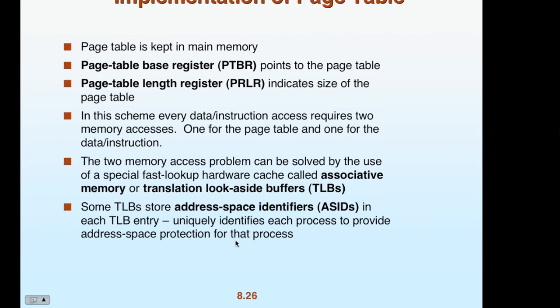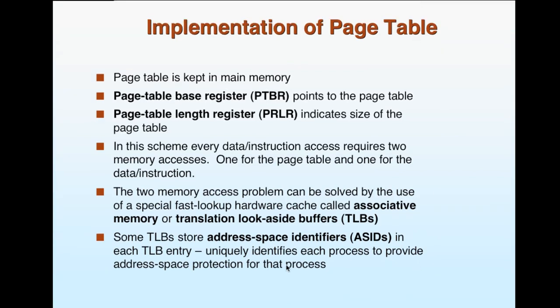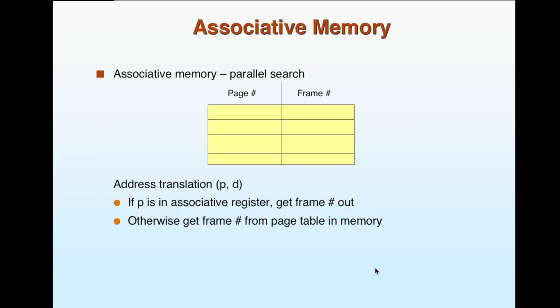Sometimes this can be implemented in hardware as well. It does not have to be implemented solely from a software perspective. So some of the translation look-aside buffers are in software, and some of them are in hardware. Some of them, by definition, uniquely identify each process to provide address space protection for that particular process, so we're not going to write into memory that doesn't belong to the process.